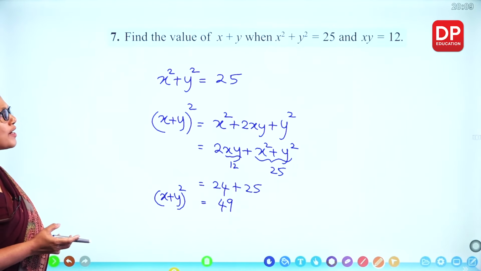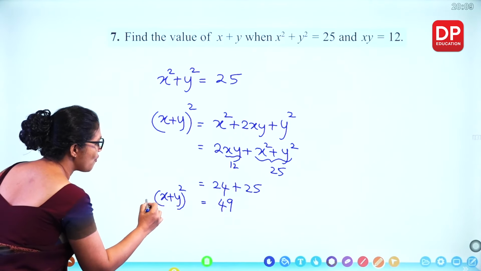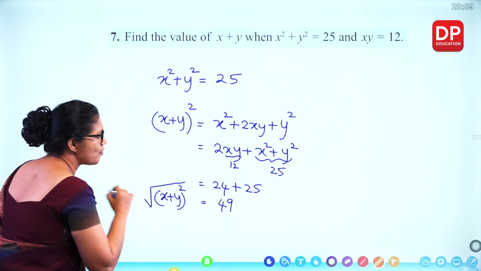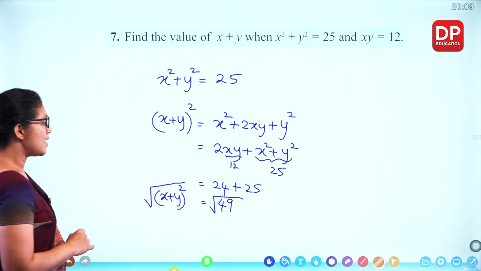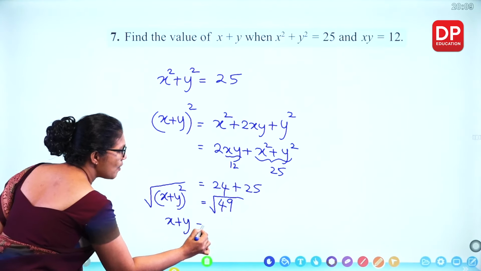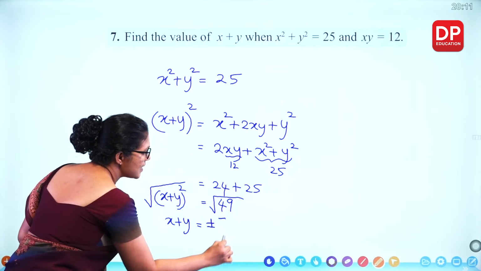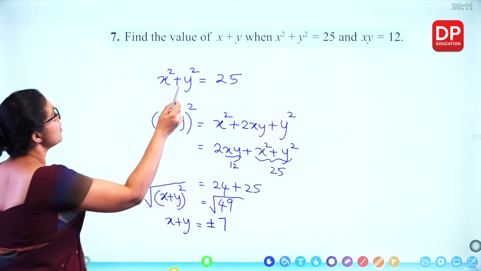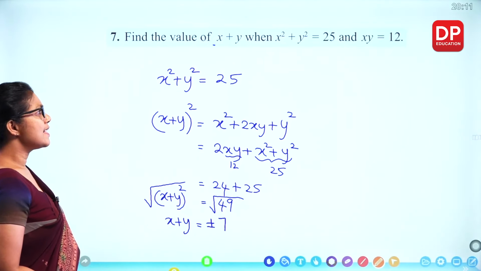So how do you find x plus y? You need to take the square root of that. When you take the square root of one side, you have to take the square root of the other side as well. So you get x plus y. What's the square root of 49? You get plus or minus 7. So the answer you want, the value of x plus y, is plus or minus 7.